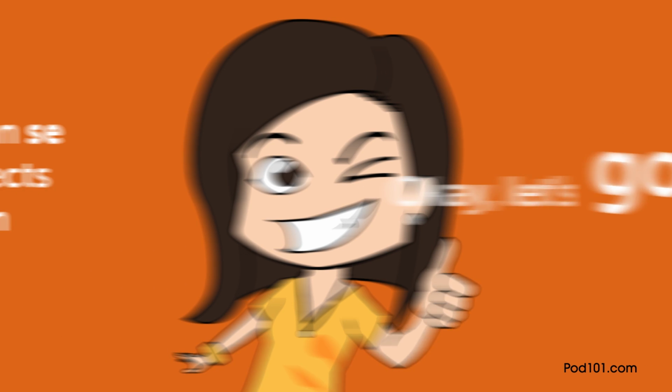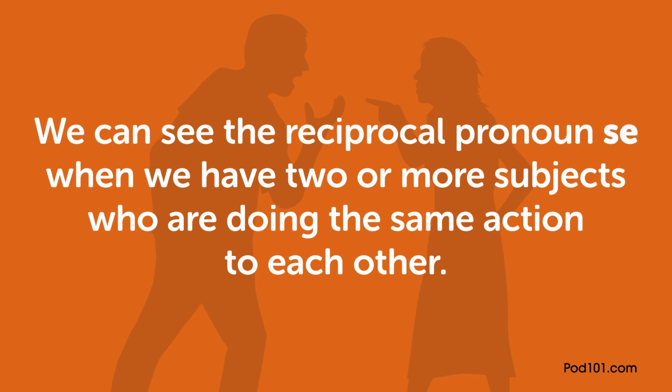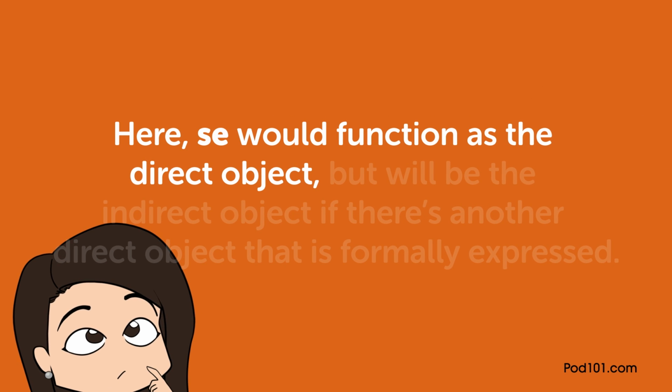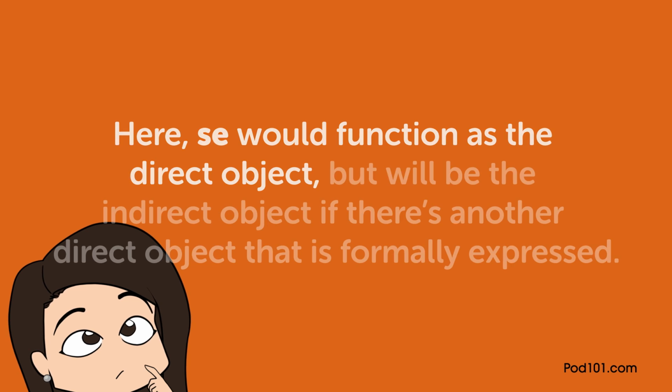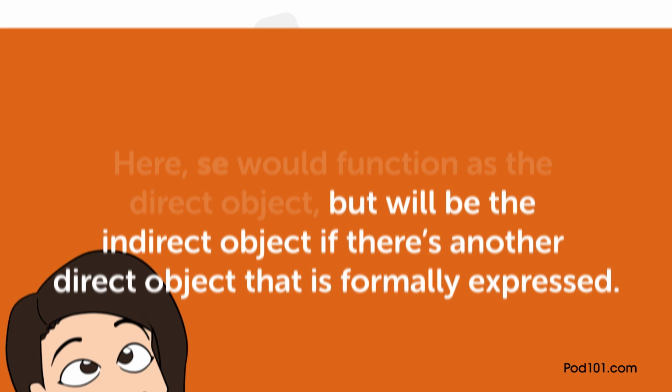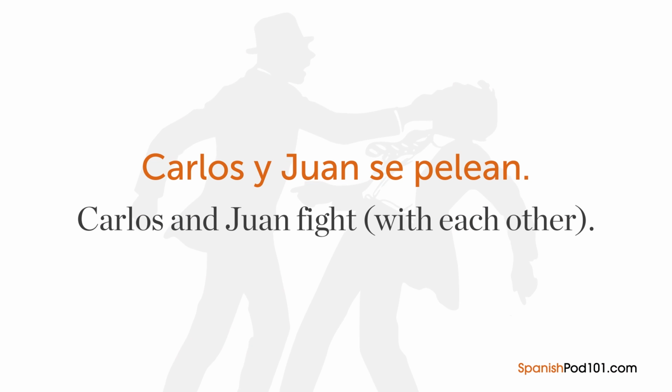Okay, let's go! We can see the reciprocal pronoun se when we have two or more subjects who are doing the same action to each other. Here, se would function as the direct object, but will be the indirect object if there's another direct object that is formally expressed. Let's take, for example, Carlos y Juan se pelean, meaning Carlos and Juan fight with each other.